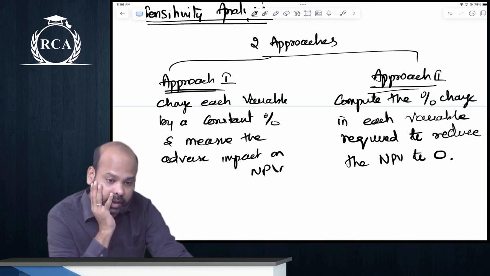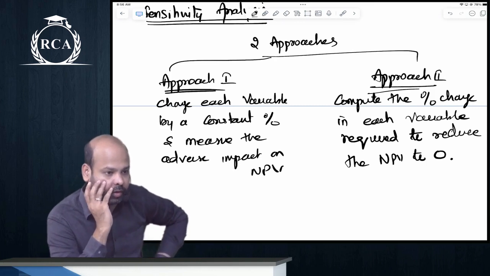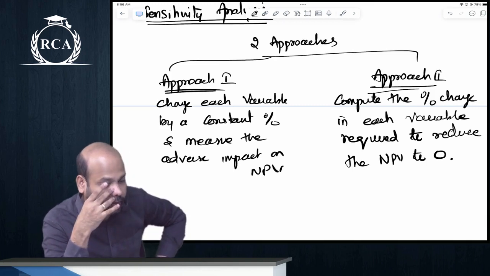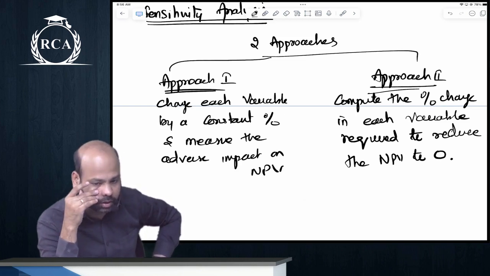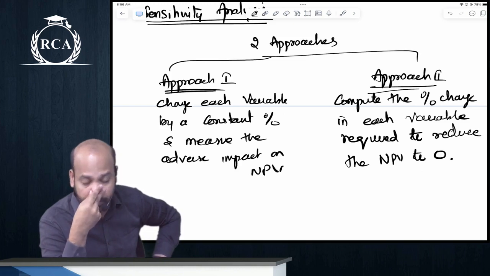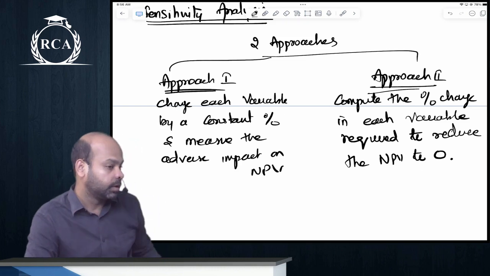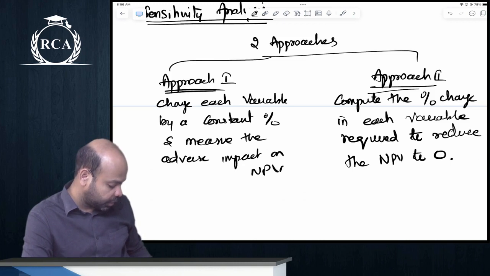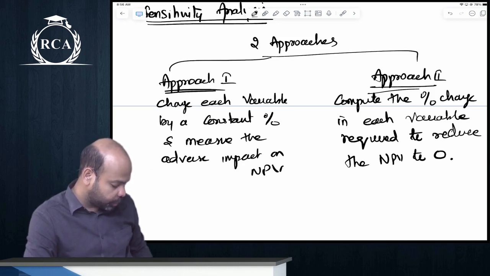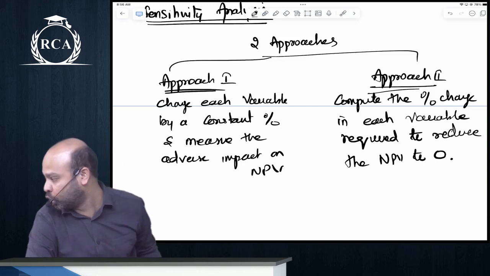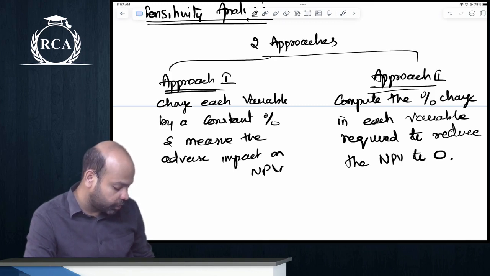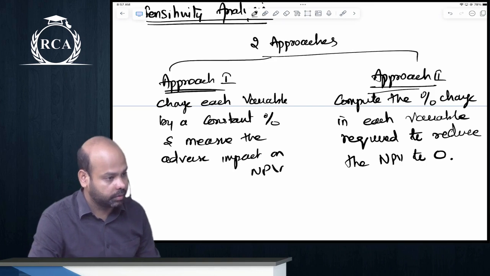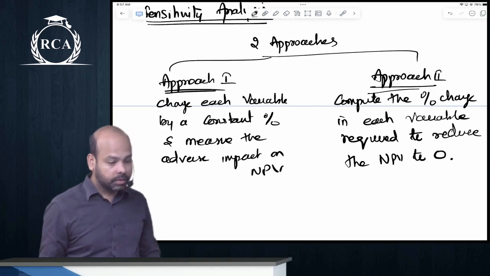The other disadvantage, beta, is we do not consider the probability of such change. We only see that there is a change, but not every variable will have an equal chance of change. The probability of changes is ignored. Understood? Very good, guys.